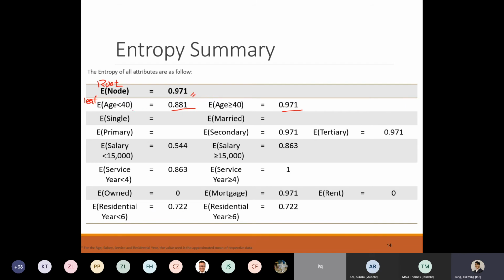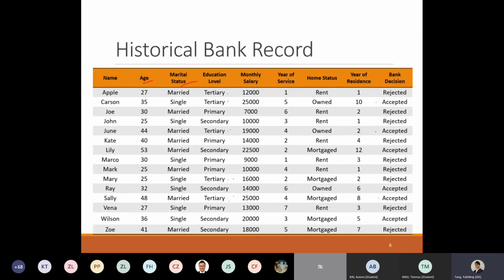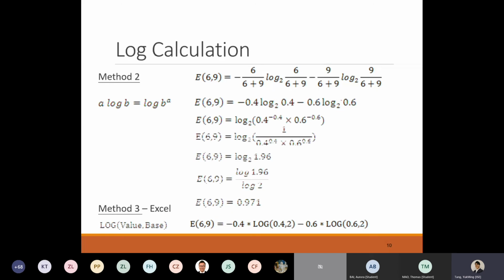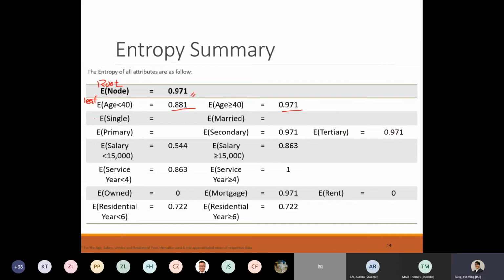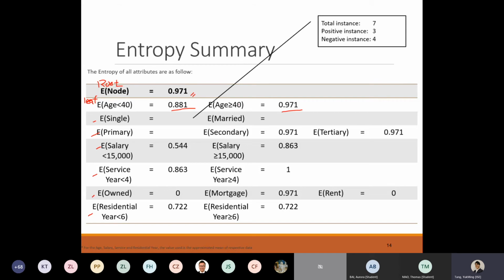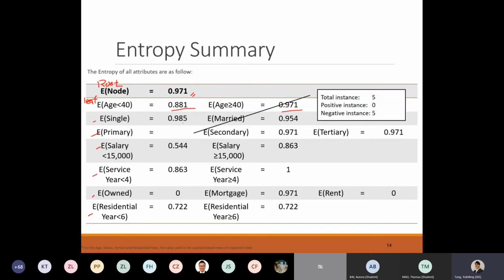Similarly, we also need to calculate the entropy for the other attributes. You still remember, we got a lot of attributes: age, status, education level, salary, year of service, home status, year of residence. After you calculate the age, you also need to calculate all the other attributes as well. We don't have much time to calculate them one by one, so we're going to show you the answer.